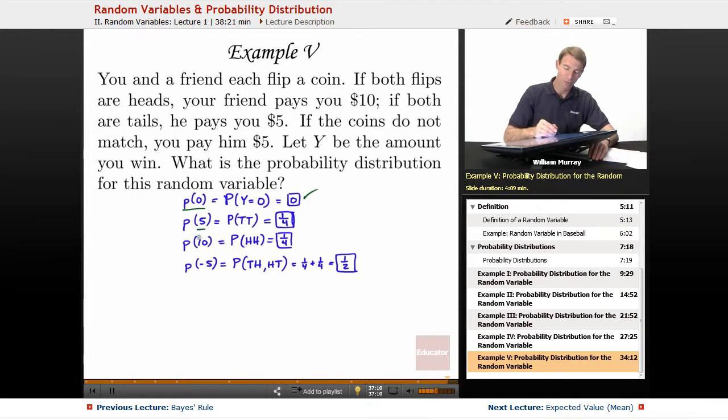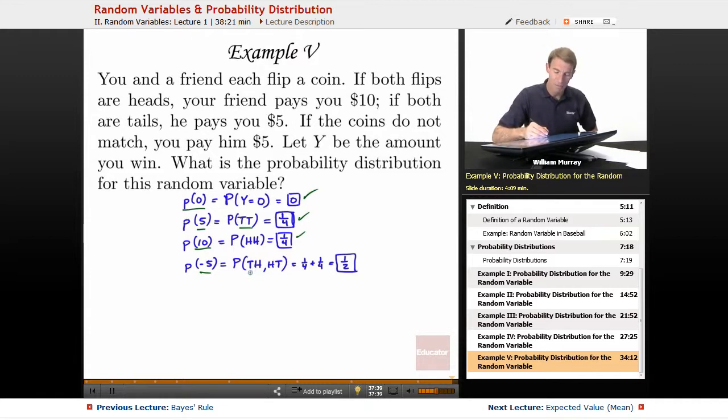The probability of getting $5, remember we're looking at this from your perspective. So a $5 win for you would happen if there are 2 tails. To get 2 tails in a row, or to get both your coins to come up tails, there's a 1/4 chance of that. To get 2 heads in a row, which is what you need to make $10, there's also a 1/4 chance. And then the probability of getting negative $5, that means that your friend takes $5 from you.